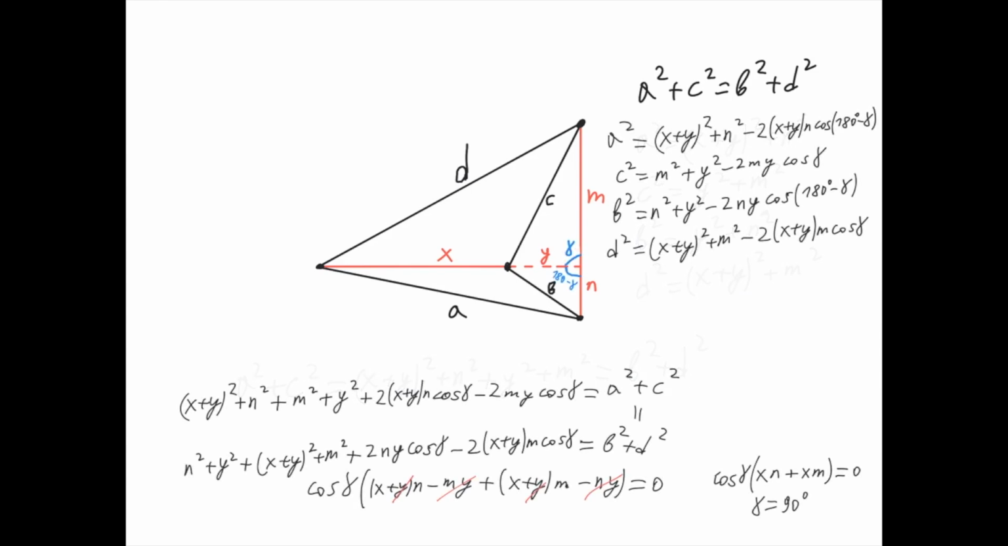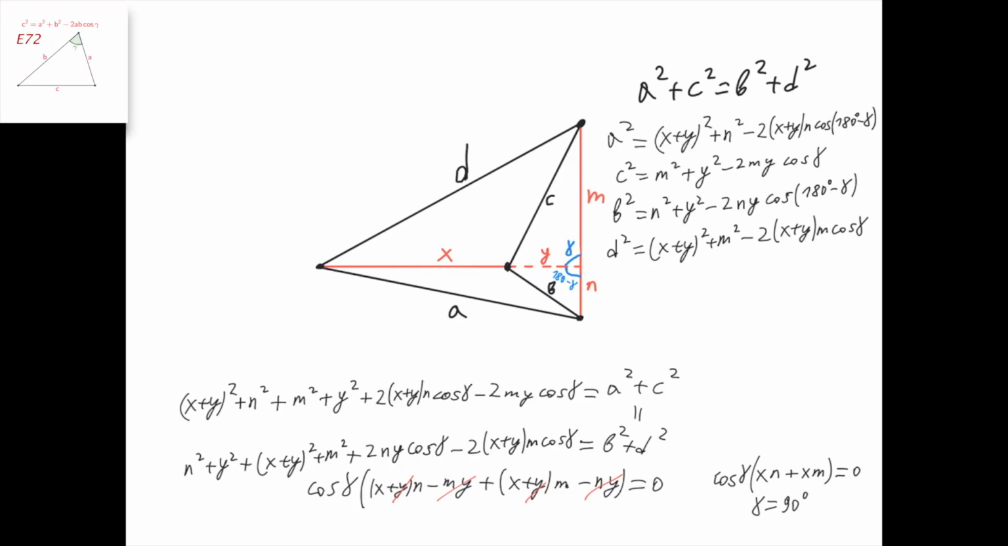Conversely, if we don't know that this angle is 90 degrees, but we know that a squared plus c squared equals b squared plus d squared, we can again prove that angle gamma here is 90 degrees. We can do this by applying the law of cosines for this triangle, this triangle, and this triangle, respectively. You can see the results here. And then we can use that the cosine of 180 minus gamma, here and here, equals minus cosine of gamma.